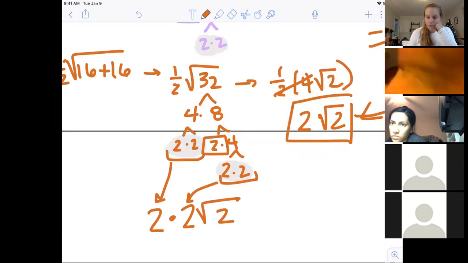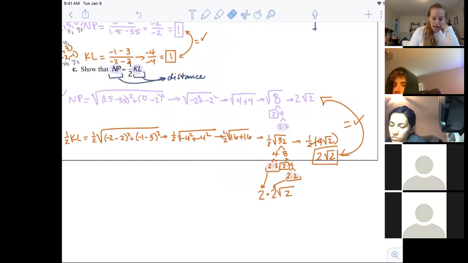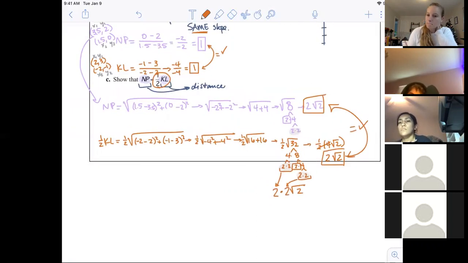Why did you put half? Great question. The beginning said to show that NP is equal to 1/2 of KL. And so I wanted to do what 1/2 of KL was to show that it equaled what I got from NP. Okay. Does that help? Yeah. Cool. Miss White, will you explain how you got 4 again? I'm just a little confused on that.